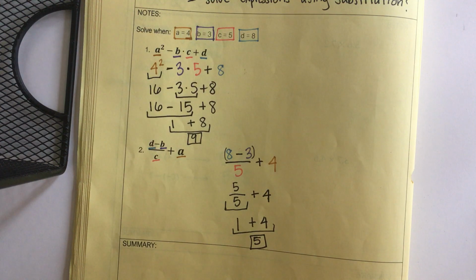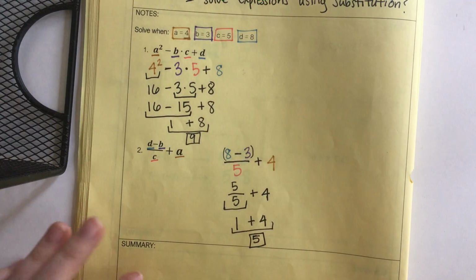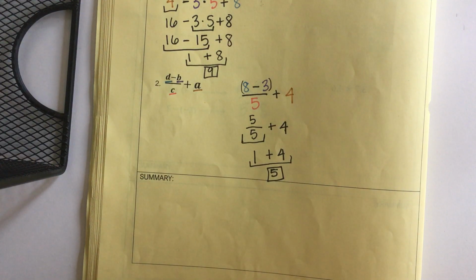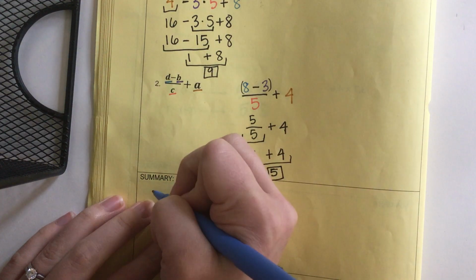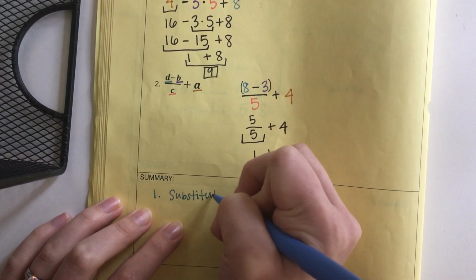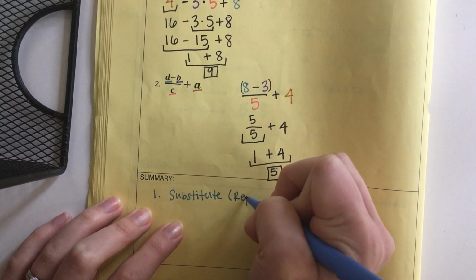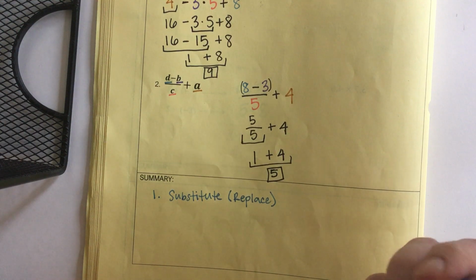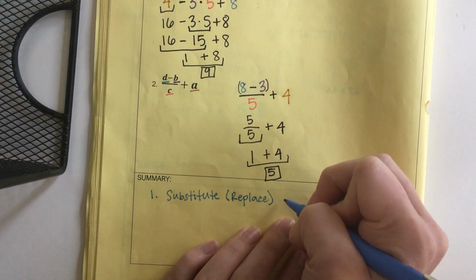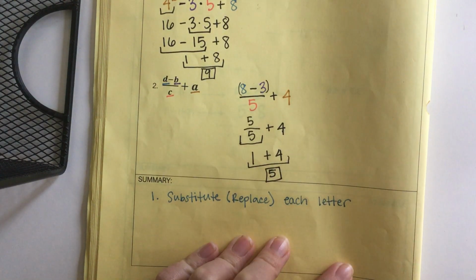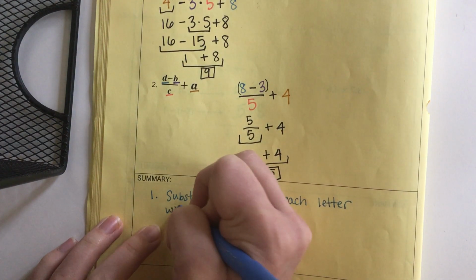So we're just solving using that order of operations. Let's take a look at the process. You can put it off to the side here. I'm going to put it in the summary because this is kind of summarizing the whole thing here. So number one, the first step is that you are going to substitute, which also means replace. So you might want the word replace there as well to help you. Substitute or replace each letter. There may only be one. There might be more. Each letter with the number it equals.